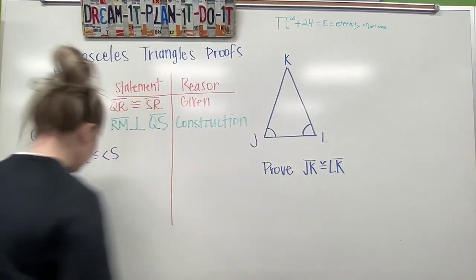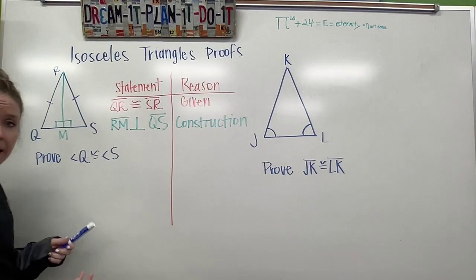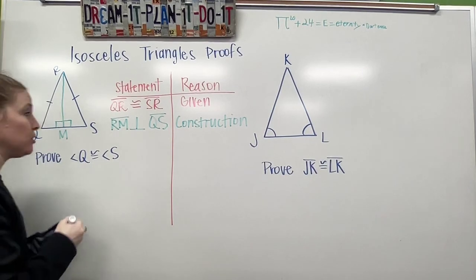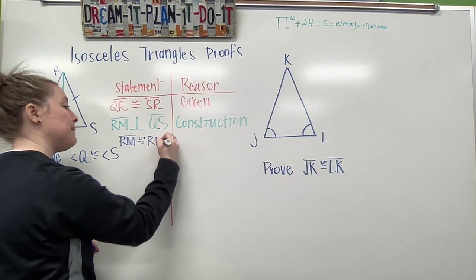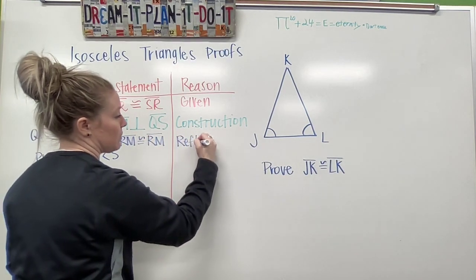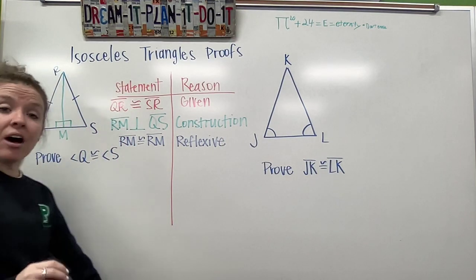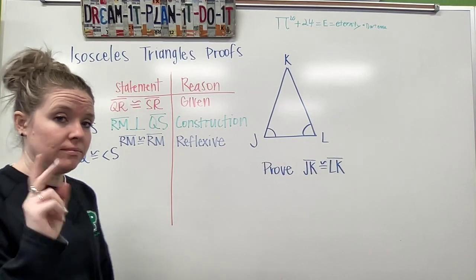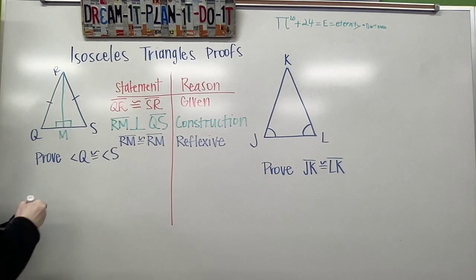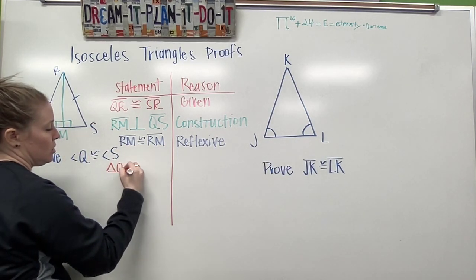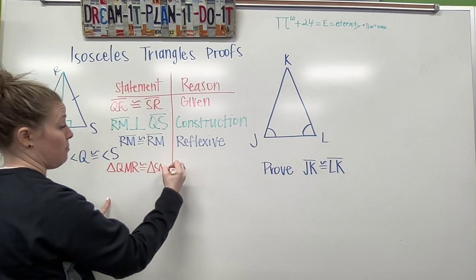How? If we look, we know that RM is congruent to RM because it's the same line. It's shared by those two triangles. So RM is congruent to RM because of the reflexive property. It is congruent to itself. And now I have two congruent triangles. I know that QMR is congruent to SMR. So I'm going to say triangle QMR is congruent to triangle SMR.